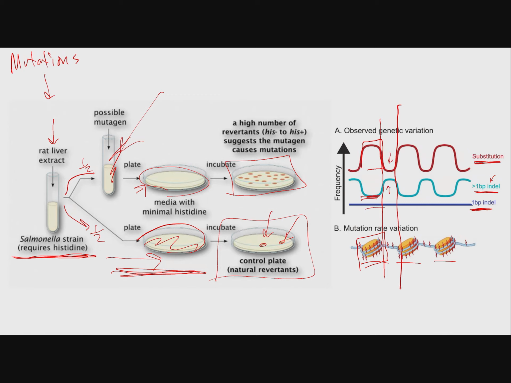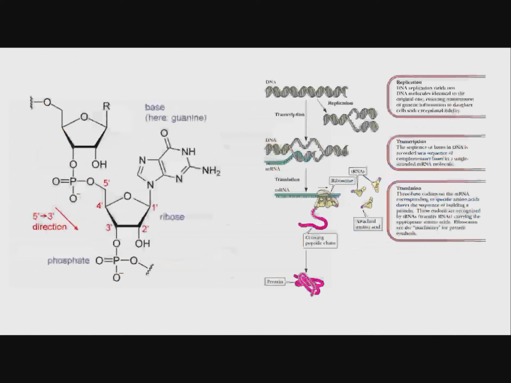So somehow this means that these linker regions or these nucleosomes themselves have some way of changing the mutation rate or modulating the types of mutations that happen. So again, mutations are normal. They're also not constant around the nucleosomes, and I thought that was interesting. Okay, let's talk about RNA.